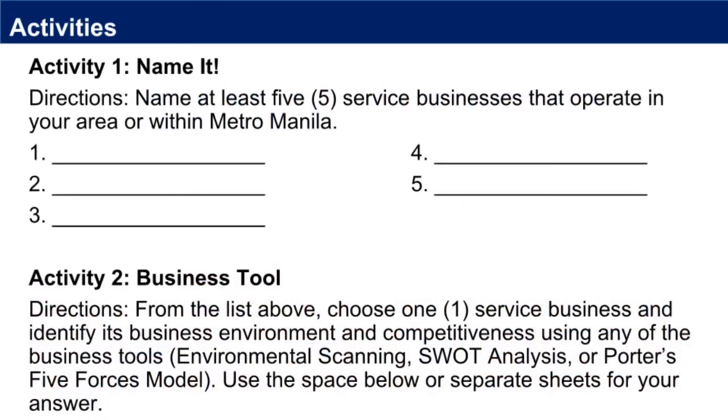For your activities. Number 1. Name at least 5 service businesses that operate in your area or within Metro Manila. Activity number 2. From the list above, choose one service business and identify its business environment and competitiveness using any of the business tools: environmental scanning, SWOT analysis, or Porter's 5 forces model. You may answer this after watching the video.